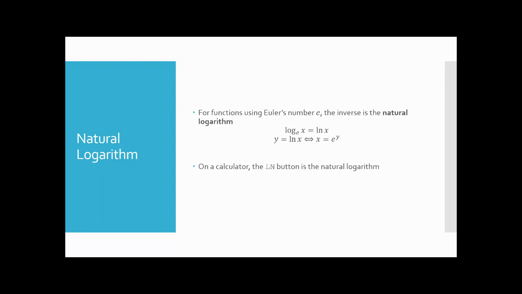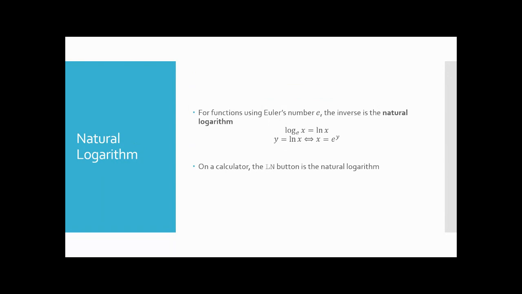I mentioned the natural logarithm. So we have this constant called Euler's number, which we see in exponential functions, and sometimes it's called a natural constant. It has this word natural. And so its inverse is then the natural logarithm. And so Euler's number is a special number that you have on your calculator.